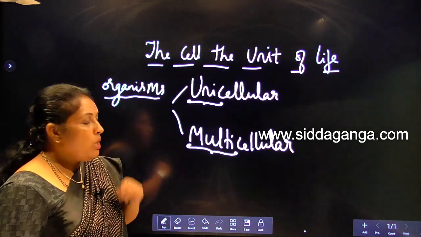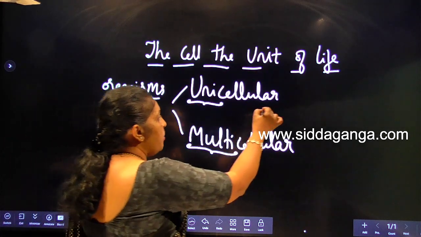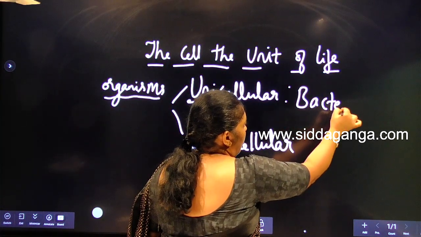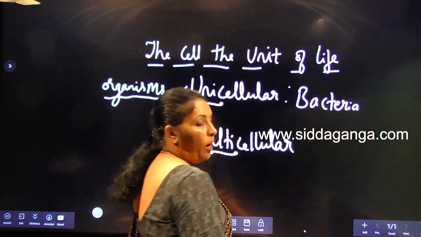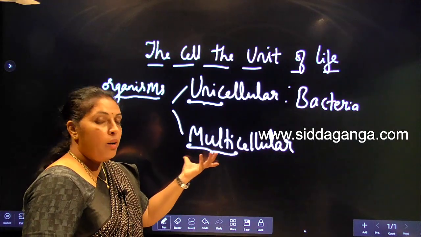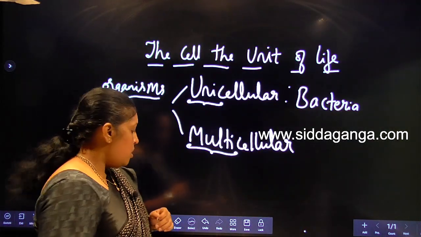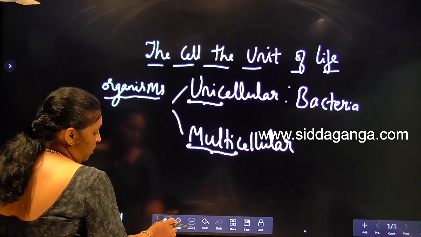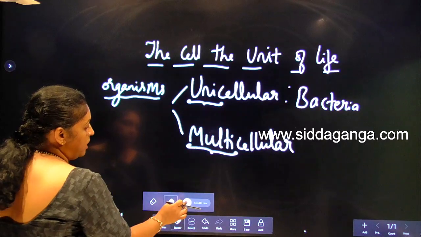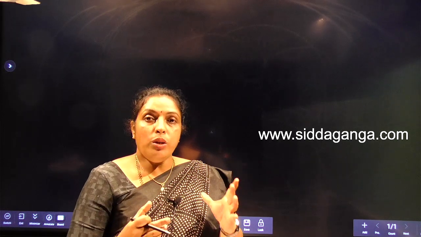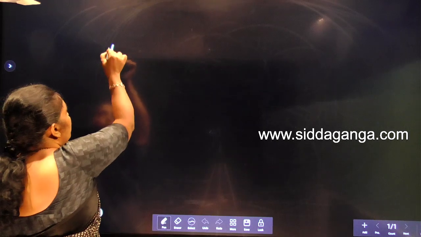Understood? So for unicellular, we know examples are bacteria, amoeba, etc. They all come under unicellular. Whereas in multicellular, human beings, we all come under multicellular organisms. Understood? So after knowing unicellular and multicellular, we'll go with now who discovered the cell for the first time. Understood? So it was Robert Hooke.